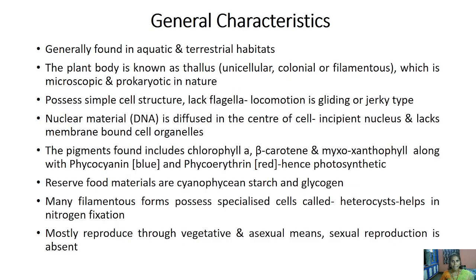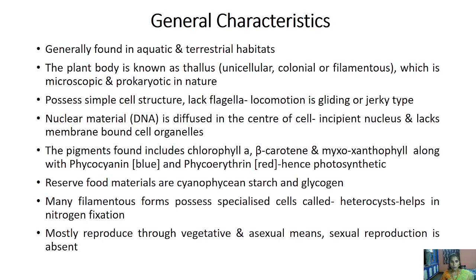Coming to general characteristics of cyanobacteria. This group of organisms is generally found in aquatic as well as terrestrial habitats, where their plant body is known as thallus. The thallus may be either unicellular, colonial, or filamentous, which is microscopic and prokaryotic in nature. These organisms possess a simple cell structure which lacks flagella, hence the locomotion is either gliding or jerky type.